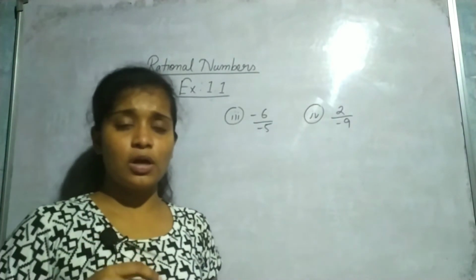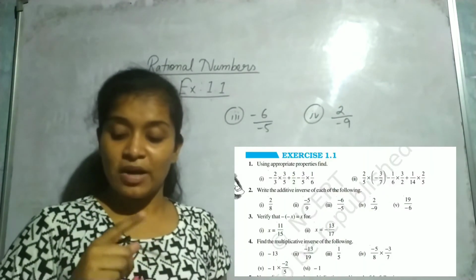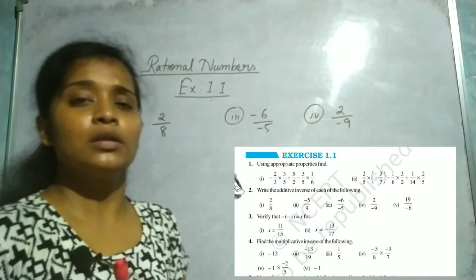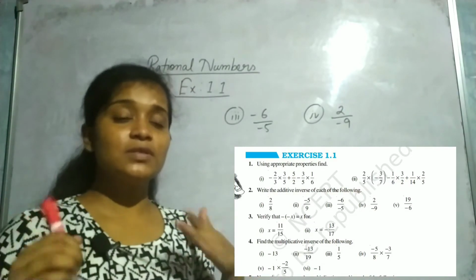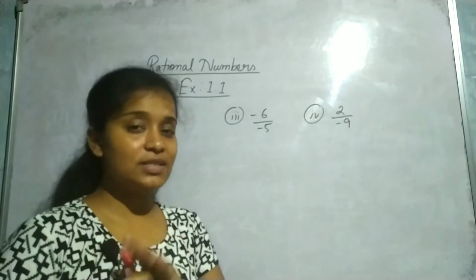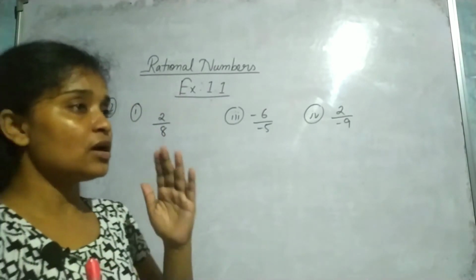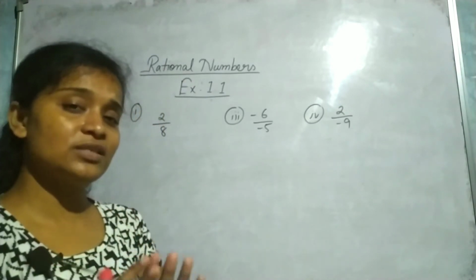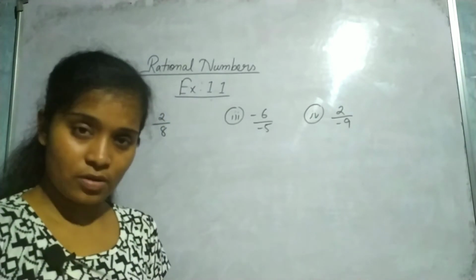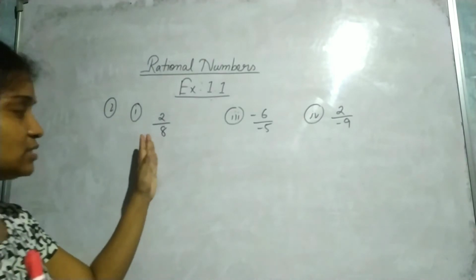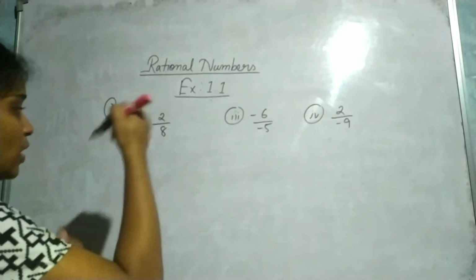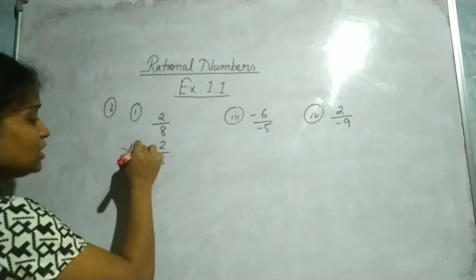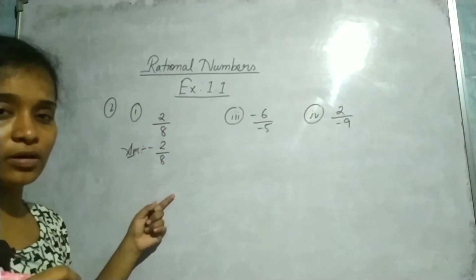In question number 2, we have to write the additive inverse of the given numbers. Now what is additive inverse? In my last video I was discussing additive inverse. When we are asked about the additive inverse, you just have to change the sign of the given number. Like if I ask you what is the additive inverse of 2 by 8, you have to write minus 2 by 8 as the additive inverse of this number.